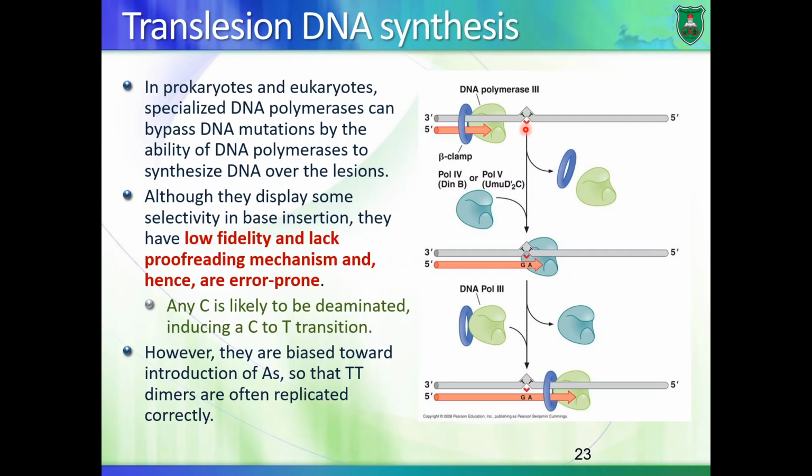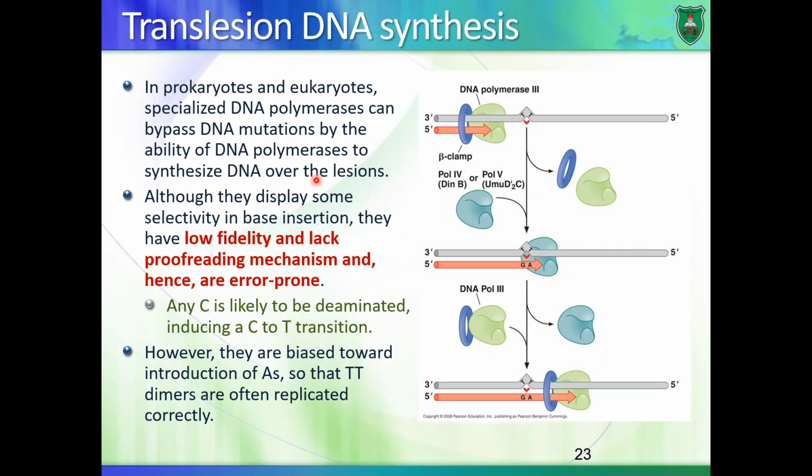Translesion means across the lesion. So what happens here is that the DNA polymerase stalls, it stops. We're talking about bacteria here, right? But the same thing also exists in our system. So the DNA polymerase stops, it cannot continue.